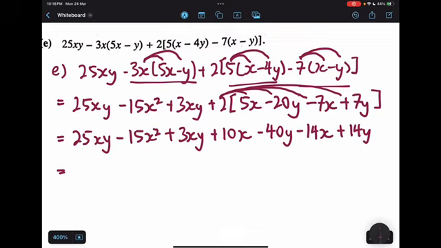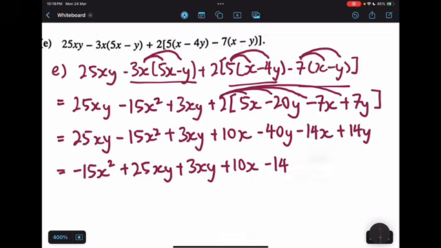So like the previous questions, I'm going to use same family sit together to rearrange my algebra expression so that it can be simplified. I will start with the one with the x squared first. Seeing that there is only one x squared in the expression, I'll just write it down here, negative 15x squared, followed by xy's. So I have plus 25xy plus 3xy, and that's all I have. Next, I'll look at my x. I have plus 10x and minus 14x. And lastly, the y's, which is minus 40y plus 14y.